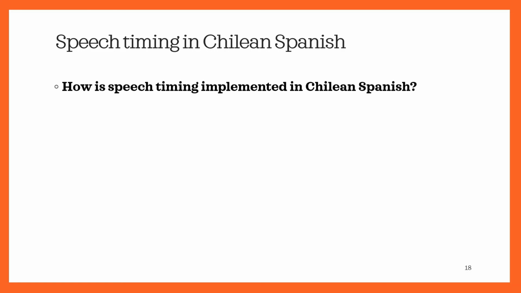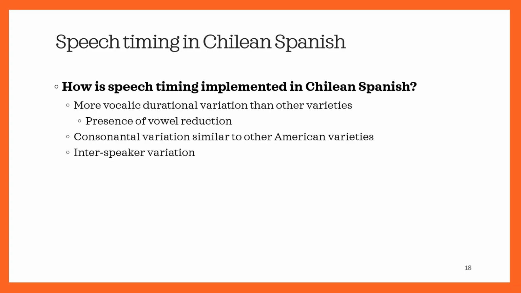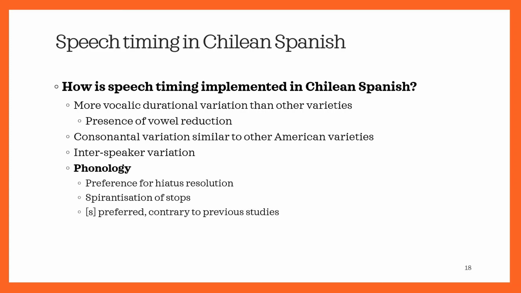Now we will discuss our results in terms of our research aims. For our first aim, how speech timing is implemented in Chilean Spanish, we can see that this variety shows more vocalic interval variation than others, but it was not the case for consonantal intervals, at least in PVI measures. In terms of phonological characteristics, there was a high preference for hiatus resolutions in this variety, and there was a high degree of spirantization of stops, which was also observed for some voiceless stops. We also saw that S was preferred to other realizations of this phoneme, and this was contrary to previous studies.